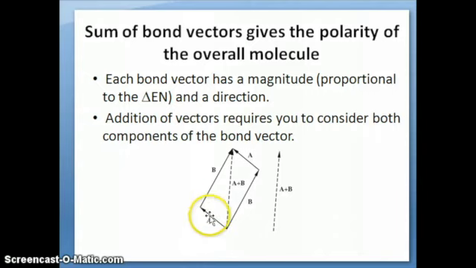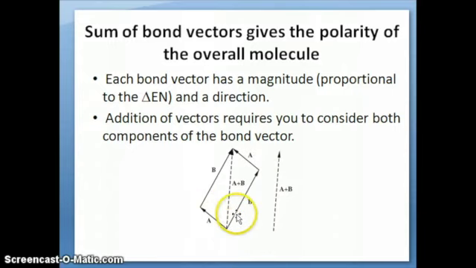When you try to add vectors, you have to do it this way. Let's say you have a molecule. Here's your central atom located at this position, and then you have a terminal atom located here, and this atom is more electronegative than that one, so there's a bond vector going this way. And then there's another atom located here, and because there's a bigger difference in electronegativity, that bond is illustrated as a longer bond vector. This atom is more electronegative than the central atom.